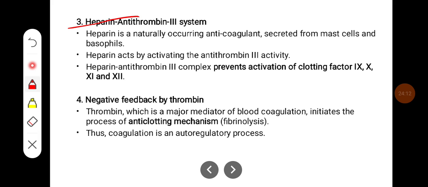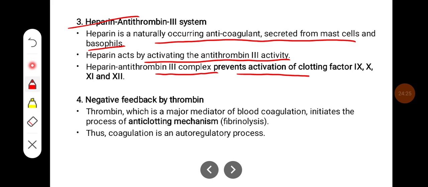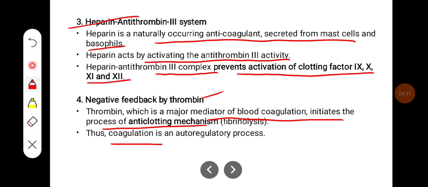Heparin antithrombin 3 system. Heparin is a naturally occurring anticoagulant secreted from mast cells and basophils. Heparin acts by activating the antithrombin 3 activity. The heparin antithrombin 3 complex prevents activation of clotting factors 9, 10, 11, and 12. Also, negative feedback by thrombin. Thrombin, which is the major mediator of blood coagulation, initiates the anti-clotting mechanism, that is fibrinolysis. Thus, coagulation is an autoregulatory process.